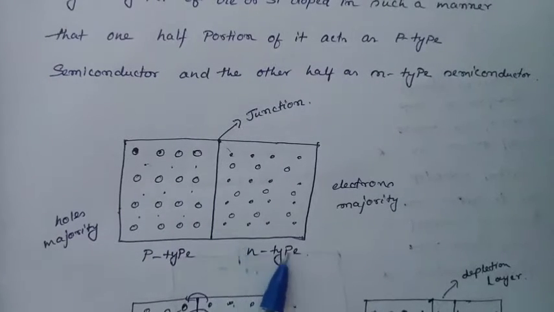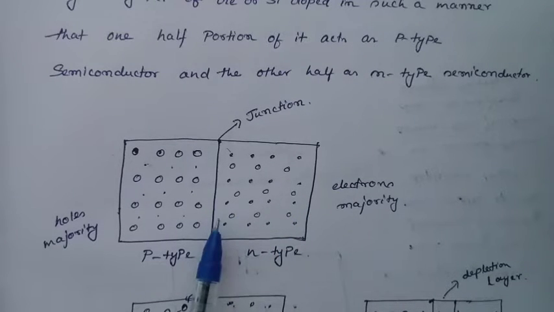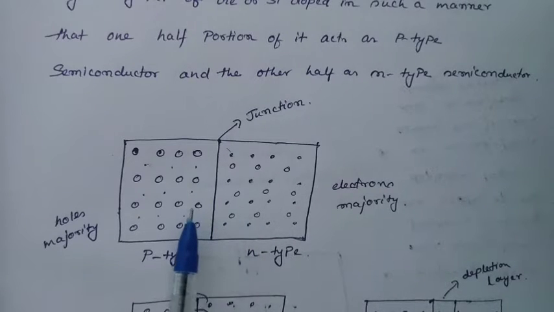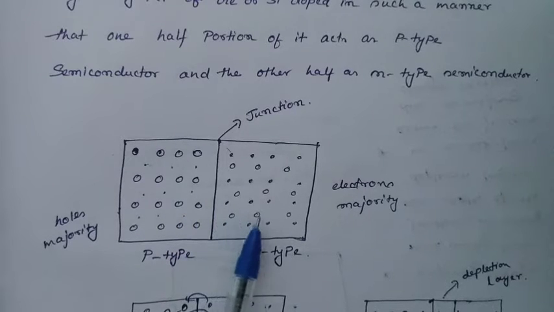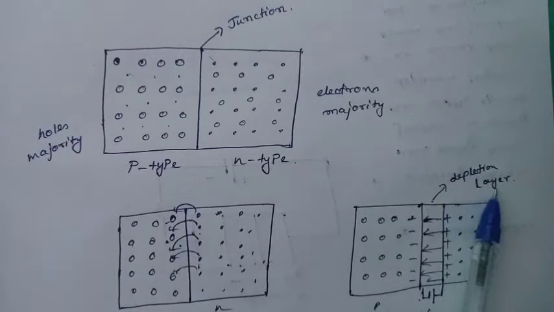As you know, in the n-type, the majority charge carriers are electrons, and in the case of p-type, they are the holes. Due to the concentration difference, electrons will diffuse from n-type to p-type and holes will diffuse from p-type to n-type. The layer around the junction, which carries immobile ions and is depleted of free charge carriers, is your depletion layer.